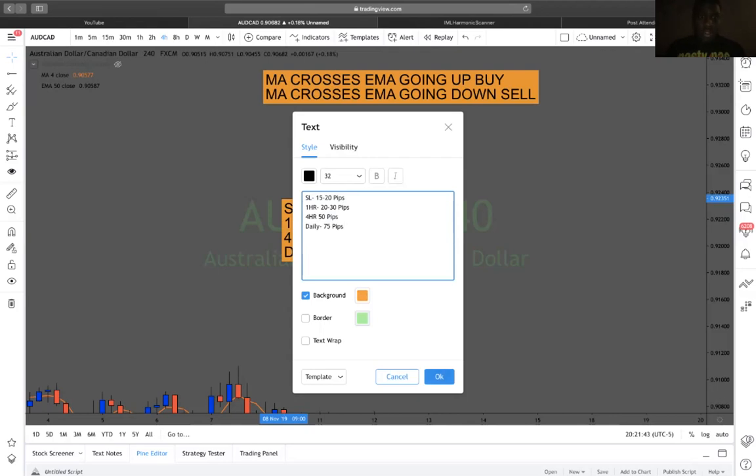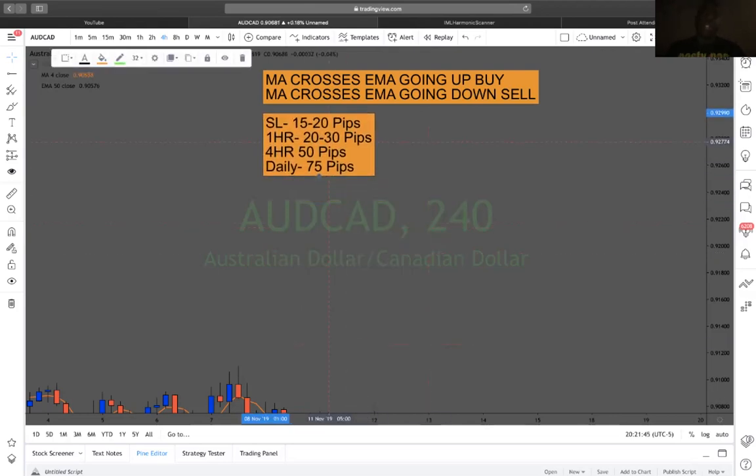All right, guys. So make sure you have this down. The moving average cross of the EMA going up, buy. Moving average cross of the EMA going down, sell. Your stop loss will be between 15 to 20 pips when you take one of these trades.